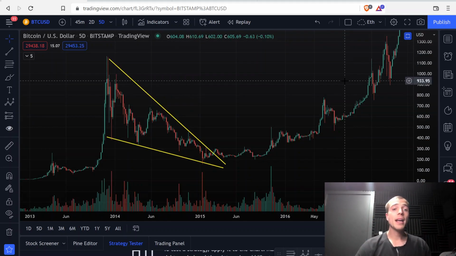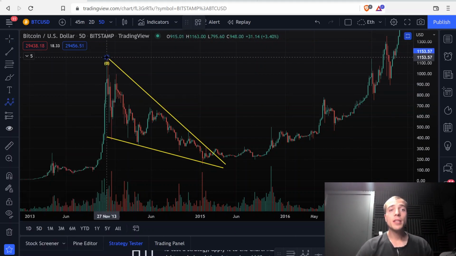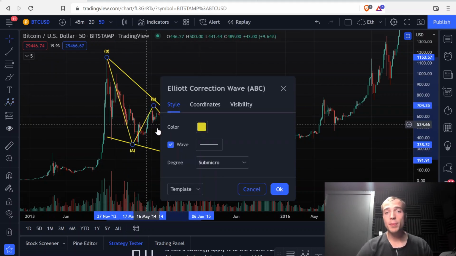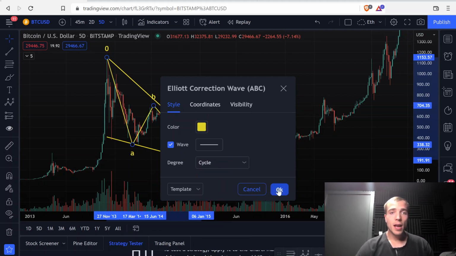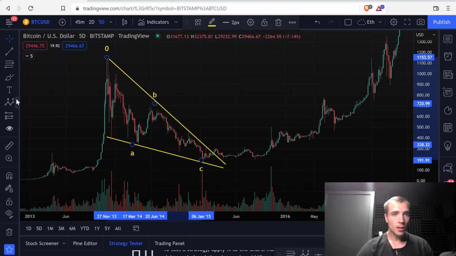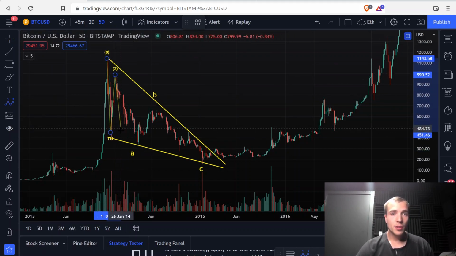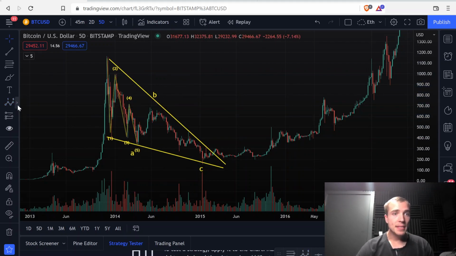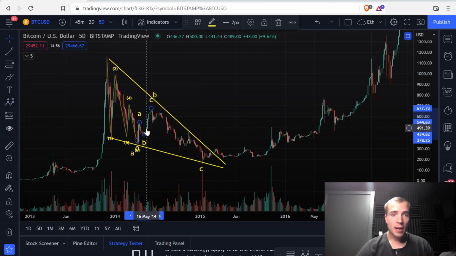So this is Bitcoin back in 2014 and 15. And you can see that this market also did a classic A, B, C correction, just like what XRP is doing as we speak. Now we can switch this to a primary cycle, and we can also count the subwaves on this one as well. You'll see that from the 0 wave down to A, we get 1, 2, 3, 4, 5 waves down. Then we get an ABC wave back up. So A, B, and C back up.